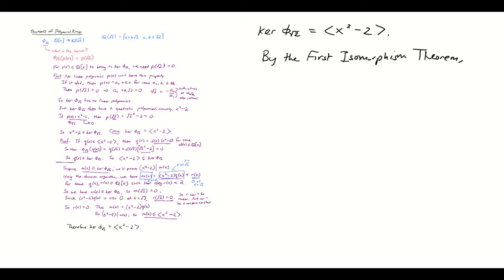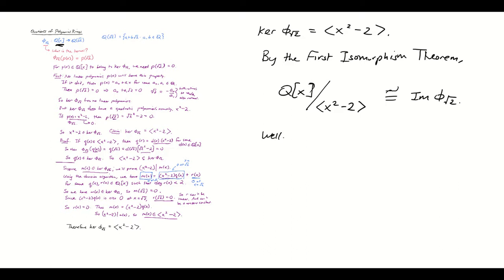By the first isomorphism theorem, we know that the original ring, Q[x], the polynomial ring over the rationals, modulo the kernel of this map, which is the ideal generated by x squared minus 2, is isomorphic to the image of the map phi sub square root of 2. What is the image of that map anyway?